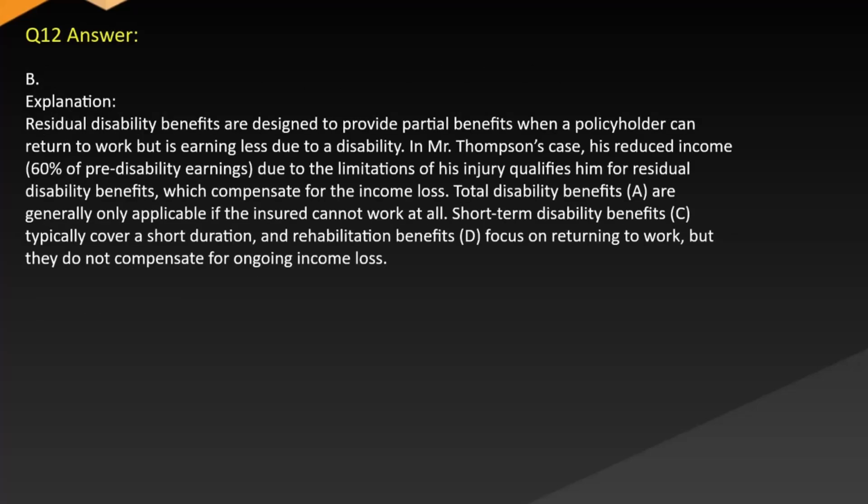Answer. B. Explanation. Residual disability benefits are designed to provide partial benefits when a policyholder can return to work but is earning less due to a disability. In Mr. Thompson's case, his reduced income, 60% of pre-disability earnings due to the limitations of his injury, qualifies him for residual disability benefits, which compensate for the income loss. Total disability benefits are generally only applicable if the insured cannot work at all. Short-term disability benefits, C, typically cover a short duration, and rehabilitation benefits, D, focus on returning to work, but they do not compensate for ongoing income loss.